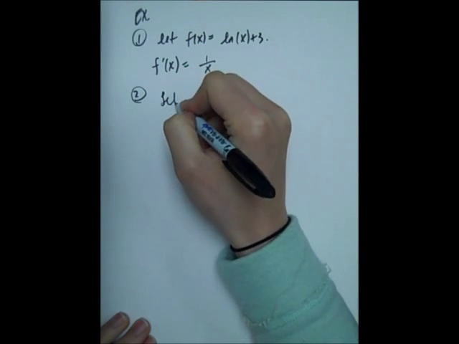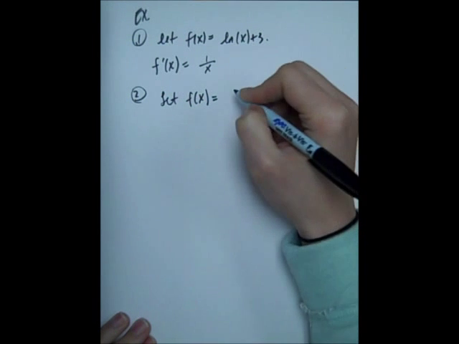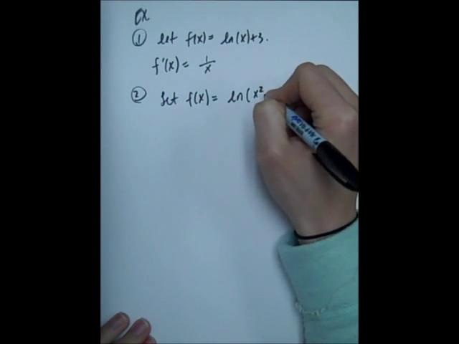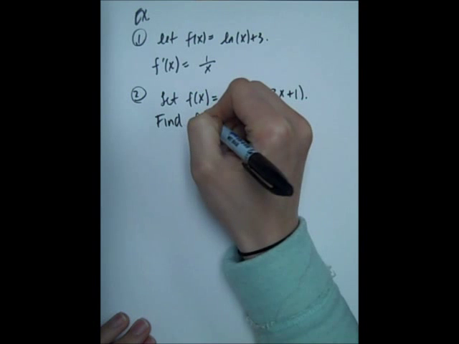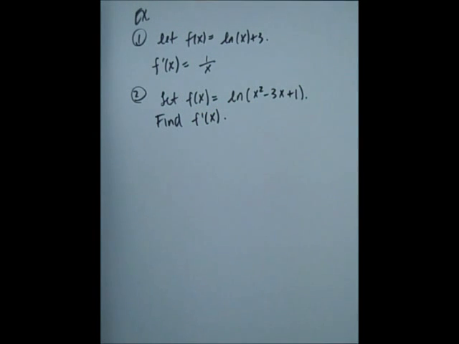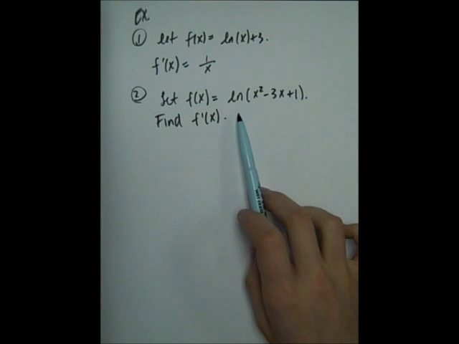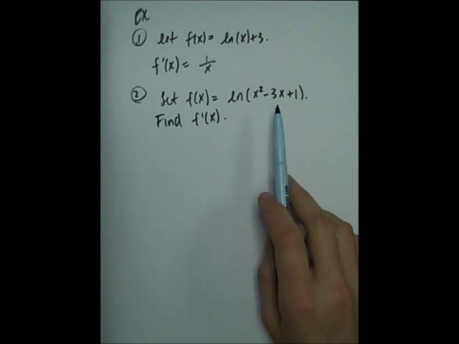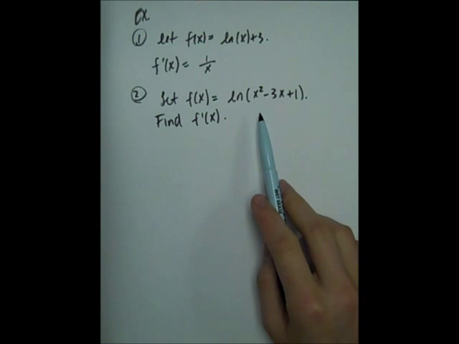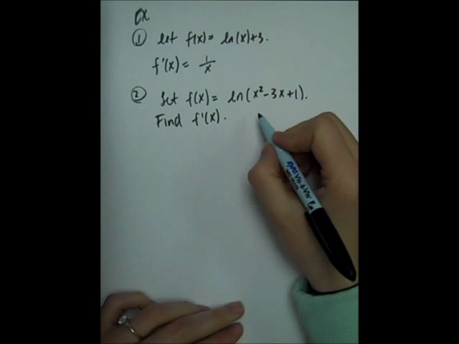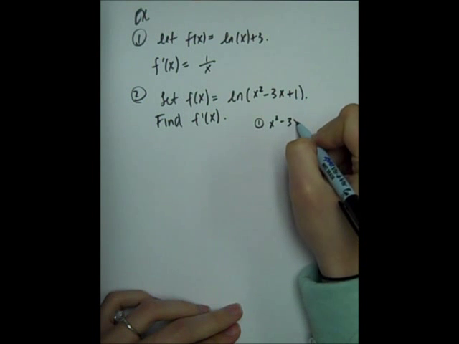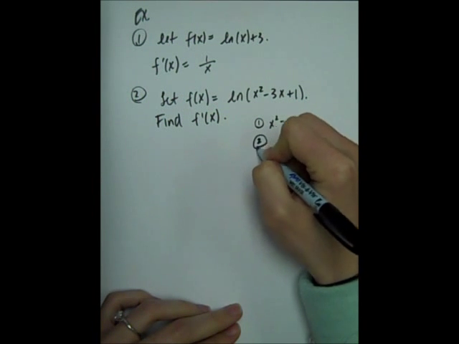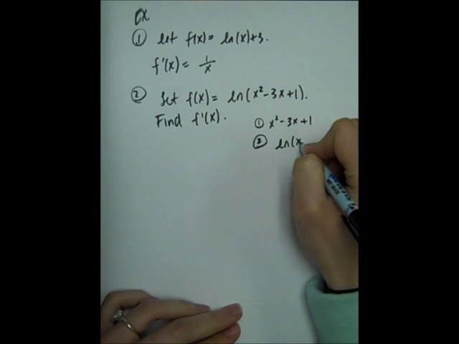Okay, this time let's let f of x be the natural log of x squared minus 3x plus 1. And let's find f prime of x. So to find f prime of x, I need to take the derivative. Well, this is natural log of something, but that something is not just x. So this means I have a chain. Whenever this isn't just x, I've got a chain. What is my first function? That's going to be x squared minus 3x plus 1. And what's my second function? Natural log of x.